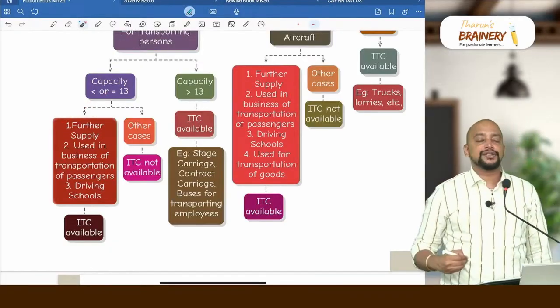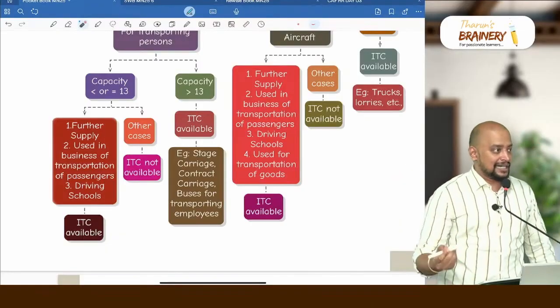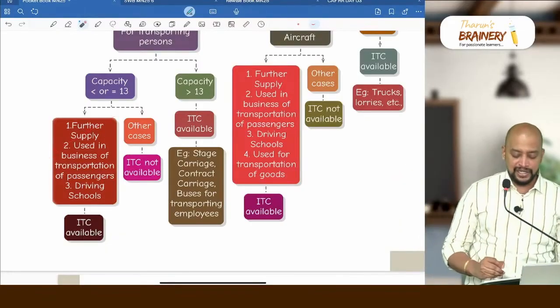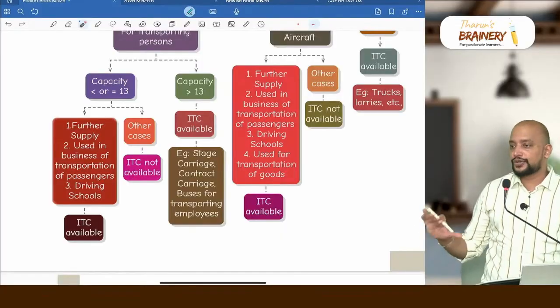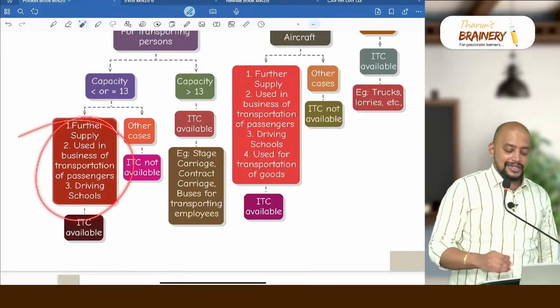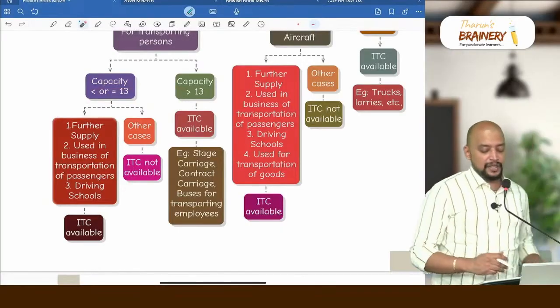Number 2, used in the business of transportation of passengers. Example, Ola, Uber drivers can definitely take ITC with respect to the cars purchase. The driving schools also can take ITC with respect to cars purchase. So only these 3 cases, if the capacity does not exceed 13, ITC will be available.